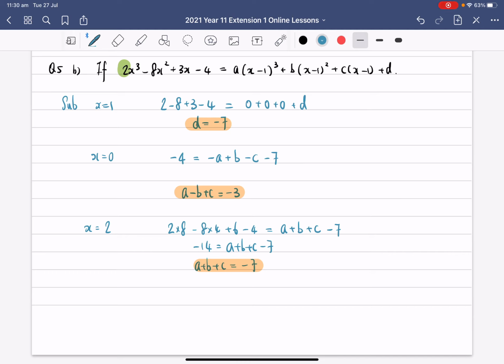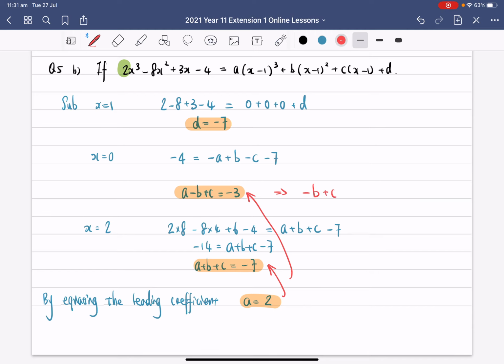So we can say by equating the leading coefficients, we know that a is equal to 2. And that's a very, very important result, because once we know a is equal to 2, we can substitute a equals 2 into this equation and into the equations here. So therefore, we have an easy equation to solve, like this now.